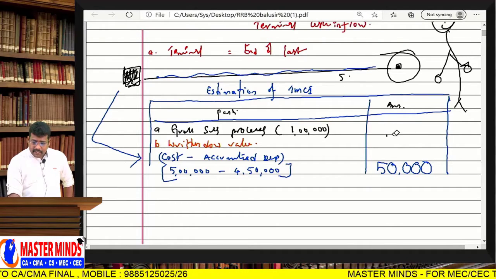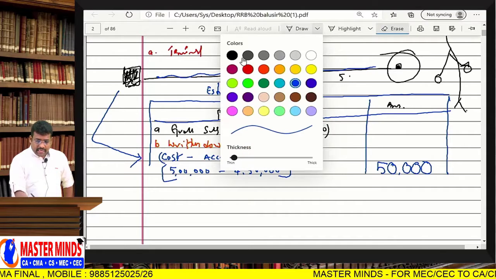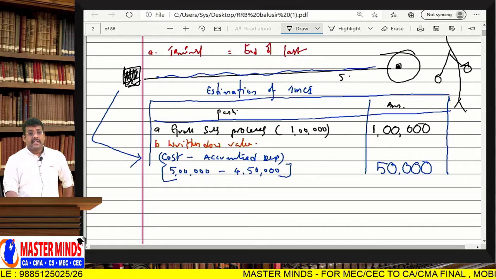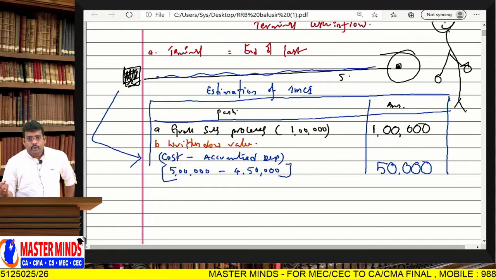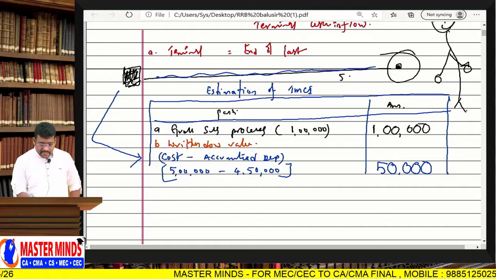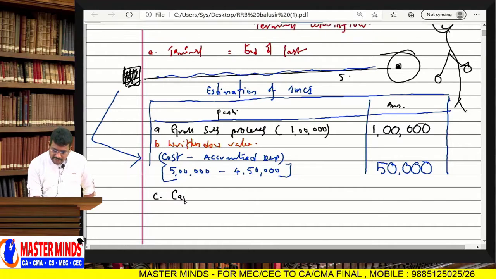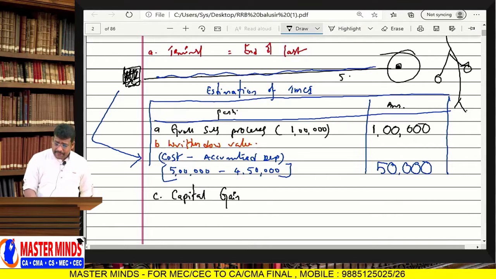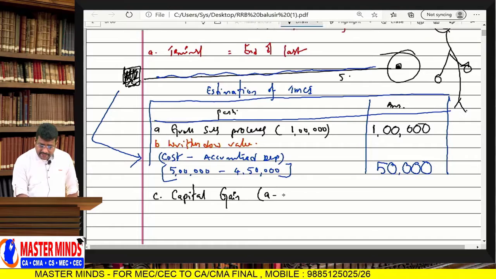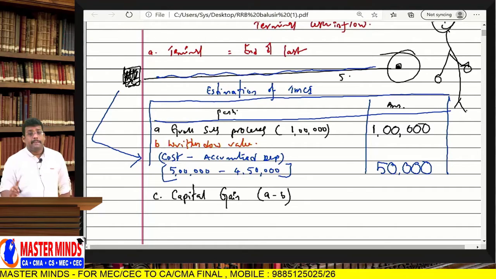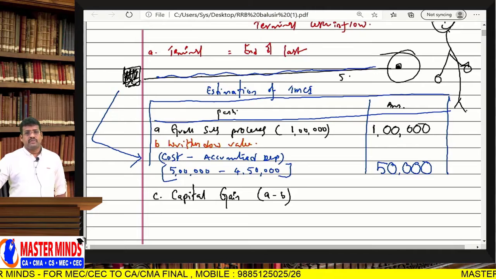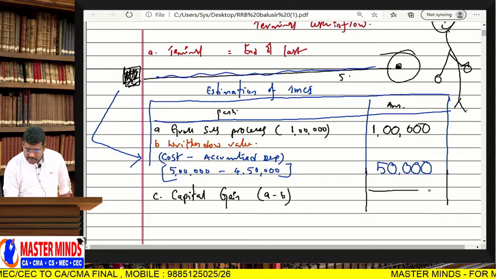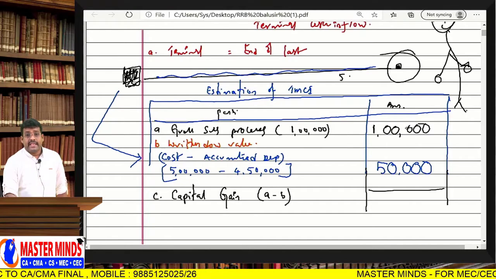But the point is, for how much did you scrap it in the market? You sold that asset for 1 lakh rupees in the market, but its written down value is 50,000 rupees. So how much did you get, gain or loss? You got a gain. So point C is to identify how much capital gain you got. By deducting A minus B, you get the capital gain. If you get a loss, then it is called capital loss. Let us imagine here 50,000 worth of asset you are selling at 1 lakh rupees.